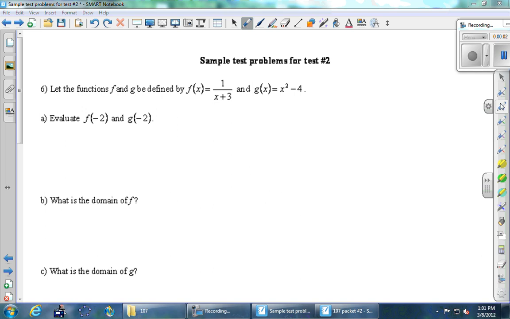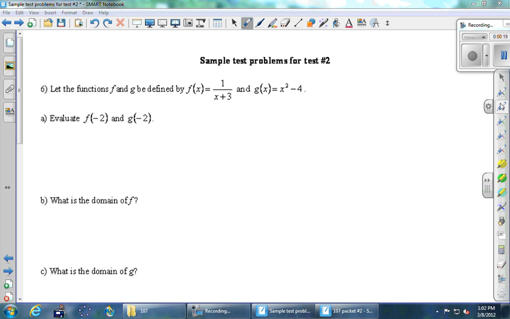This is problem number 6 on the sample test problems for test number 2. Let the functions f and g be defined by f of x equals 1 over x plus 3 and g of x equals x squared minus 4. Part A, evaluate f of negative 2 and g of negative 2.